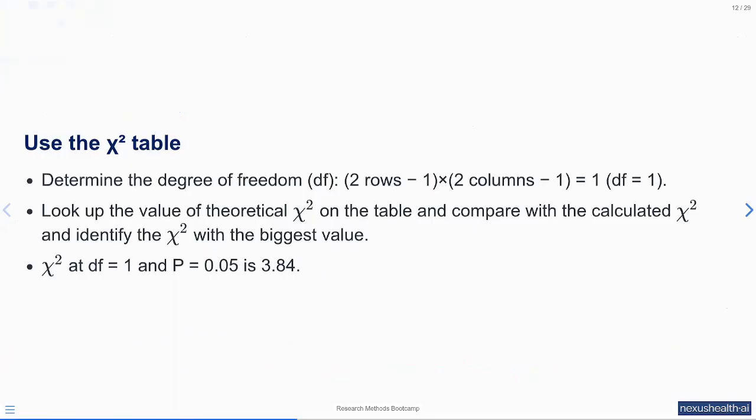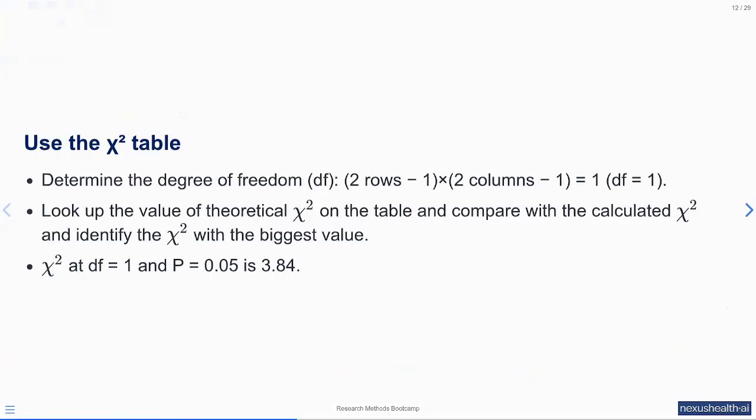So the next question is, how does this compare to the critical value? In determining the degree of freedom, we have a degree of freedom of 1, which we got by the number of rows minus 1 times the number of columns minus 1. And so we have 2 rows, 2 columns, and so that becomes 1 times 1, gives us a degree of freedom of 1. We look up the value of the theoretical chi-square test on the table and compare with the calculated chi-square statistic and identify the chi-square with the biggest value.